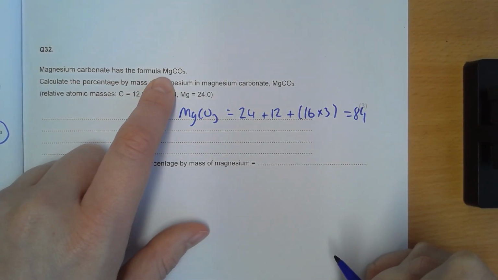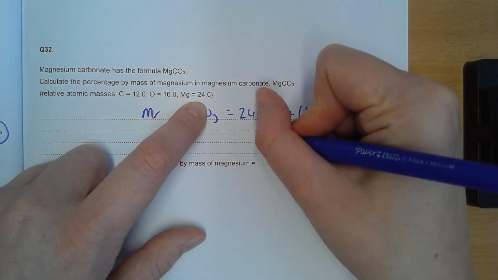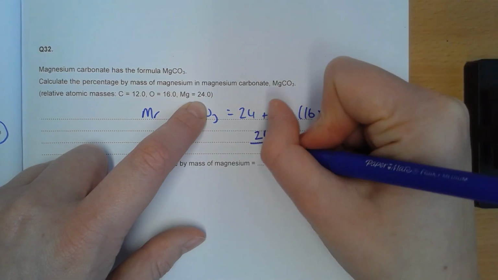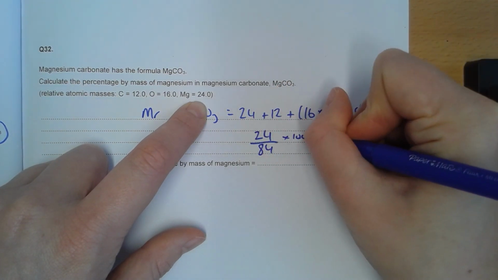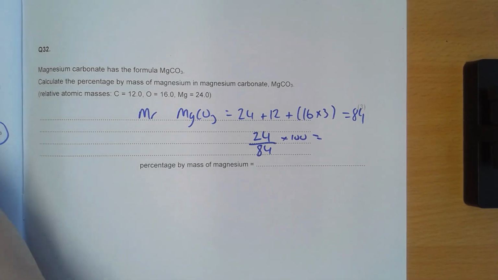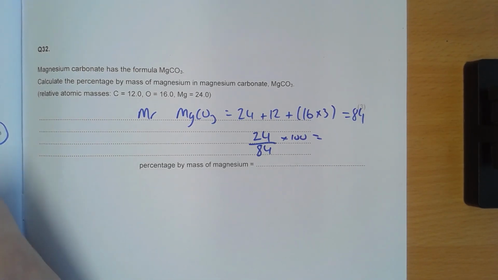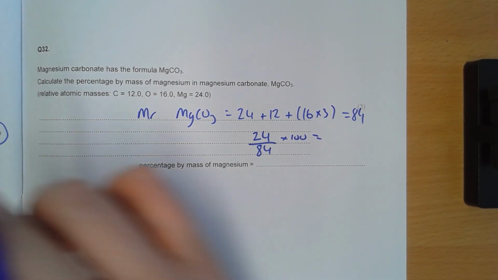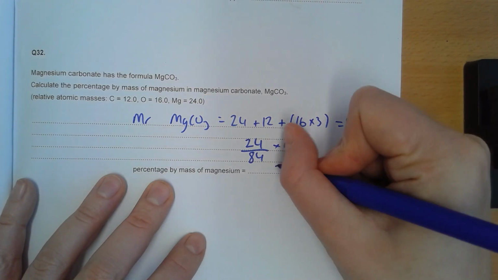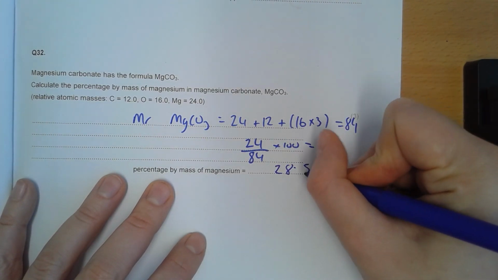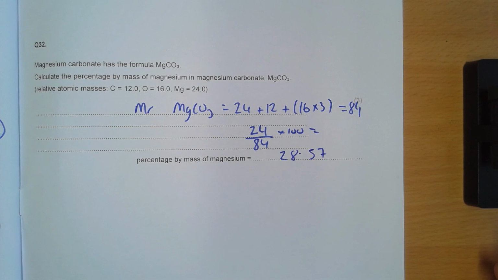But how much of that 84 is because of the magnesium? There's only one magnesium. It's got a mass of 24. To get it as a percentage, it's 24 over the total, which is 84, and then I'm timesing it by 100, and I'm getting 28.57, and again, they haven't specified significant figures, so I don't need to worry about that.